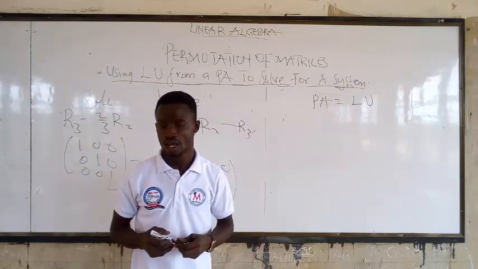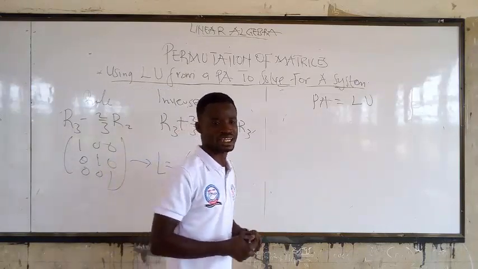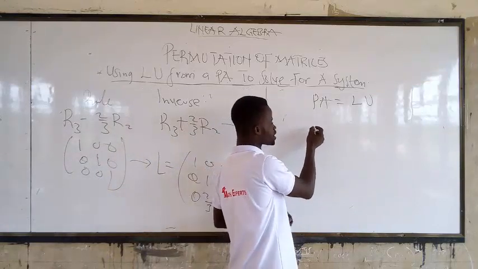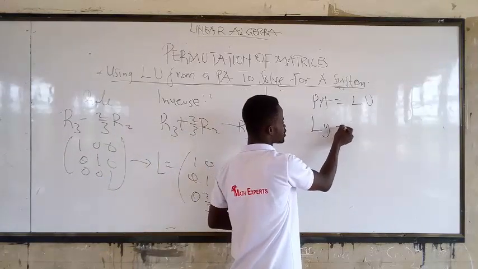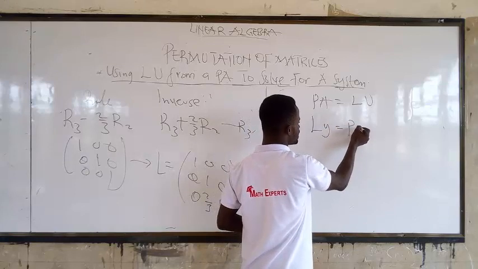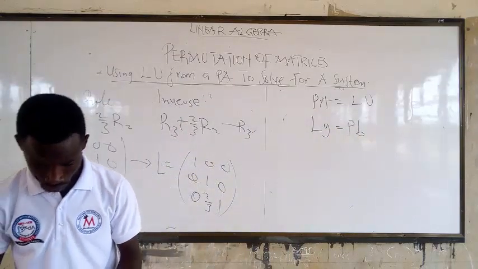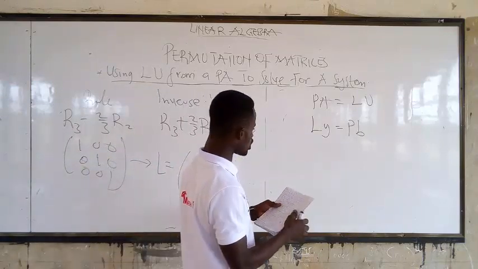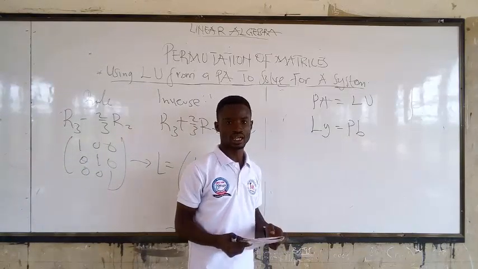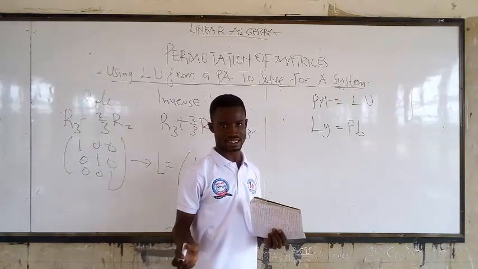Now, we have found this system, right? So the first one you use is Ly is equal to PB. Are you forgetting it? The Ly is equal to the B. That's what you will take first.